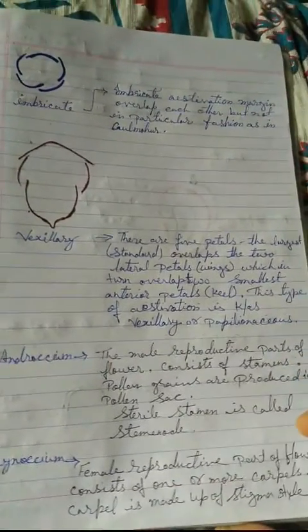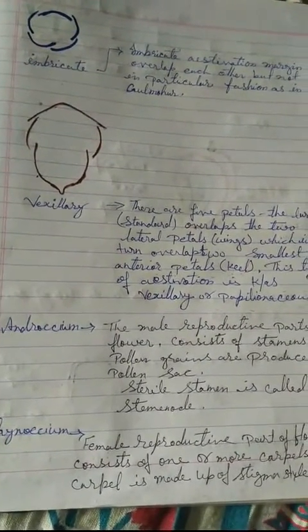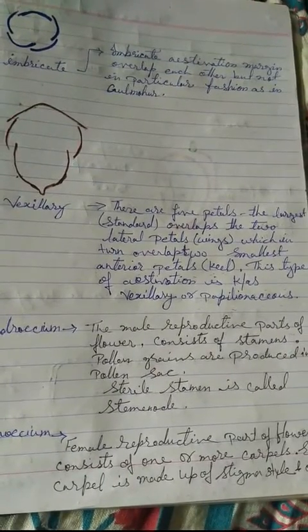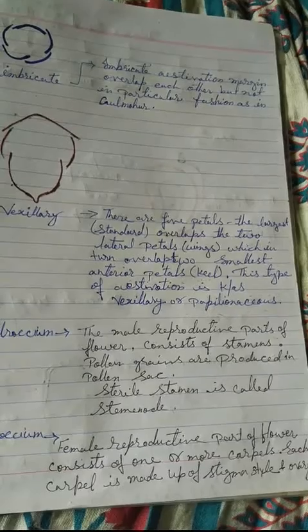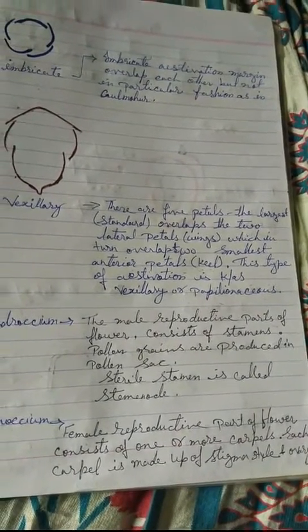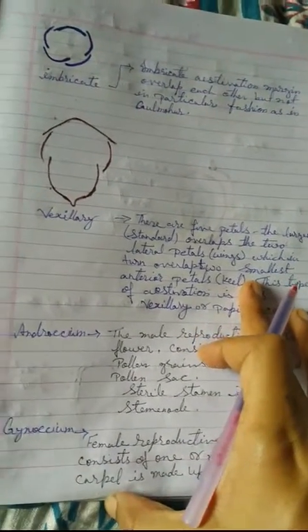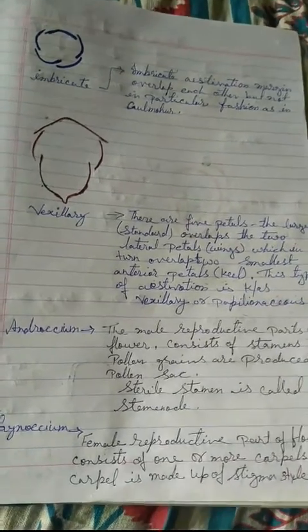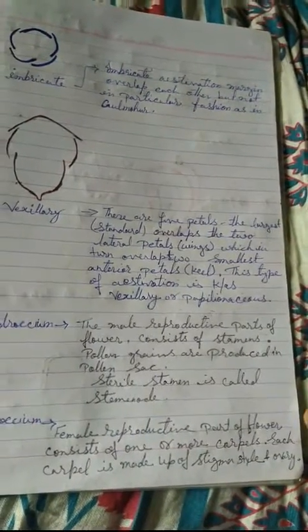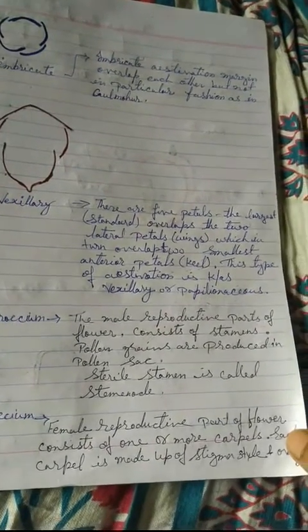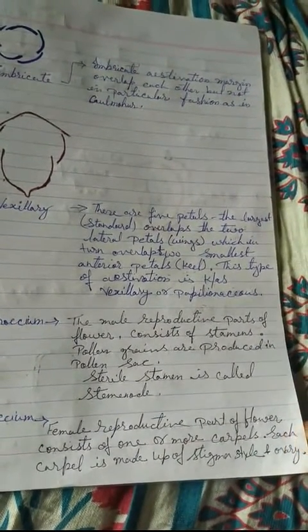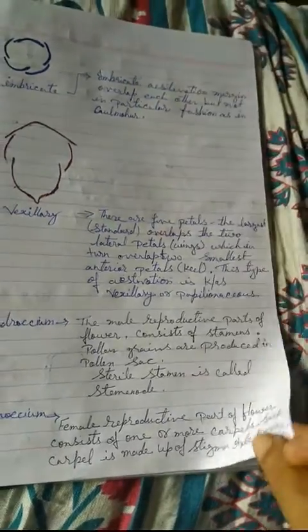Androecium. The male reproductive part of the flower consists of stamens. Pollen grains are produced in the pollen sac. A sterile stamen is called staminode. Gynoecium. Gynoecium is the female reproductive part of the flower, consisting of one or more carpels. Each carpel is made up of stigma, style and ovary.